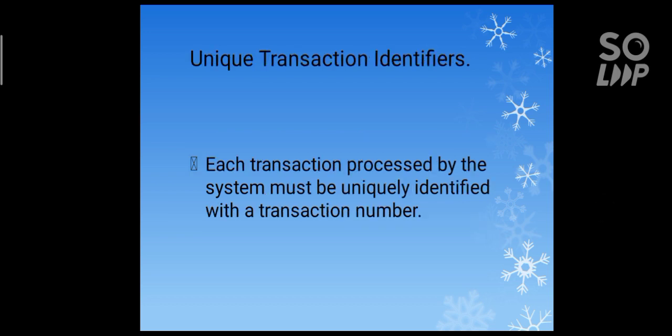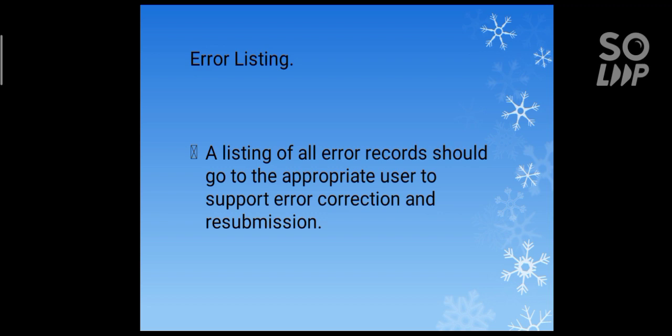Unique transaction identifiers. Each transaction processed by the system must be uniquely identified with a transaction number. This is the only practical means of tracing a particular transaction through a database of thousands or even millions of records. Error listing: a listing of all error records should go to the appropriate users to support error correction and resubmission.